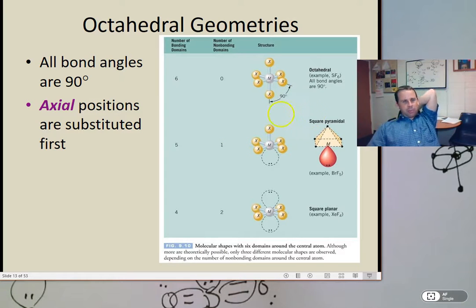So if we end up replacing one atom with lone pair electron density, it makes this shape, which is called a square pyramid. All right, pretty self-explanatory. Two regions of electron density results in a square plane. Another region of electron density would result in a T-shape. And then four regions of lone pair electron density would end up having just a linear shape.